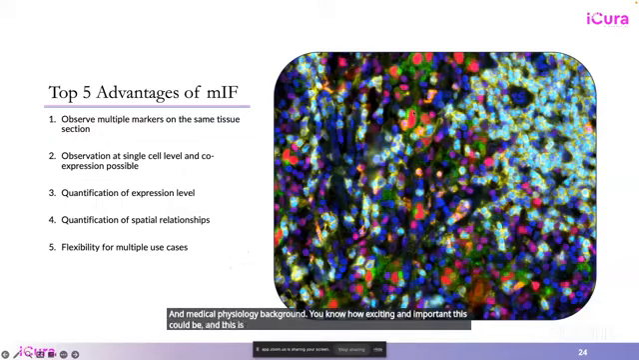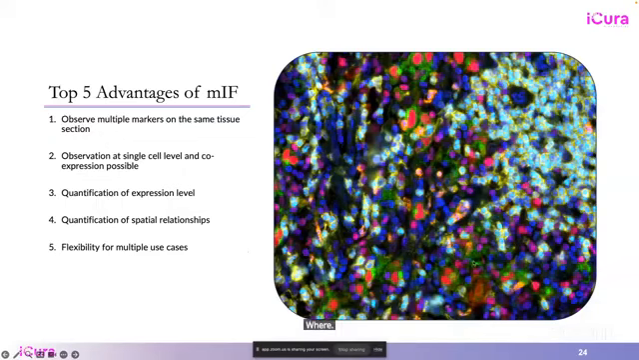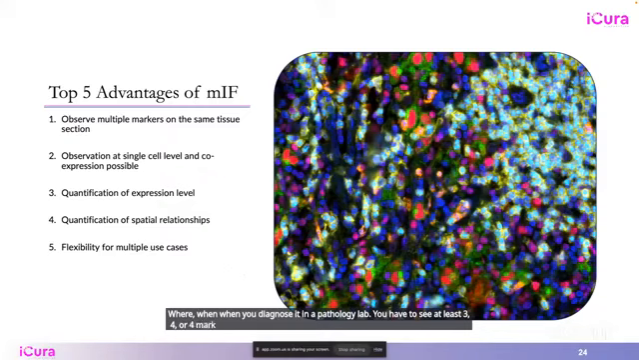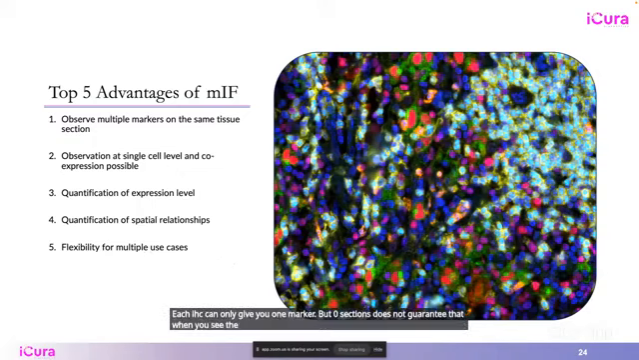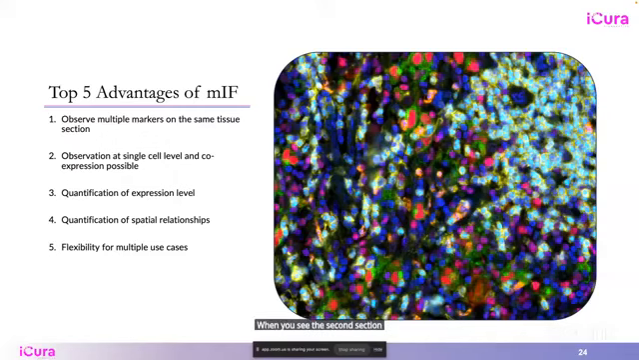And this is an example of Hodgkin lymphoma, where, when you diagnose it in a pathology lab, you have to see at least 3 or 4 markers expressed on the same cell. But it's normally impossible to do that because you have to do serial sections, and each IHC can only give you 1 marker. Serial sections do not guarantee that when you see CD30 staining the cytoplasm of certain cells in your first section, you can find the exact same cells expressing MUM1 in the nuclei in the second section, because these are not the same section anymore, right? So multiplexing has that power.